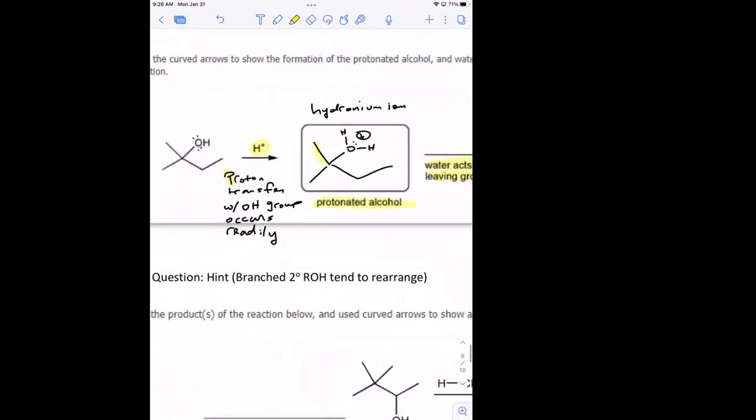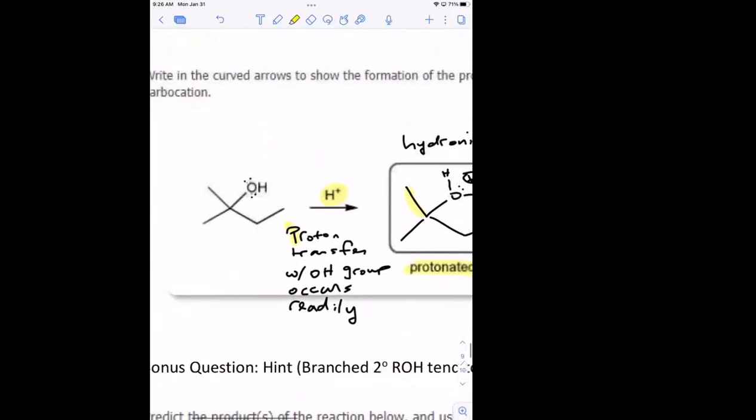One of the lone pairs on the alcohol attacks the proton. Like that? Yeah. Not like that with that ugly arrow, but like that. That's even uglier. But you get the point.